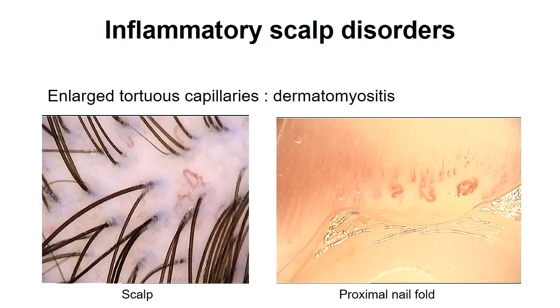And then we have connective tissue disorders. You see the vessels of the scalp are very similar to the vessels that you can see in the proximal nail fold. And these are pretty diagnostic. Sometimes, for instance, dermatomyositis can present just with hair loss and itching. You look at the scalp, you see these vessels, and you can make the diagnosis. So vessels are very important to look for.